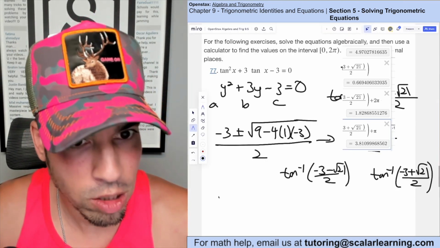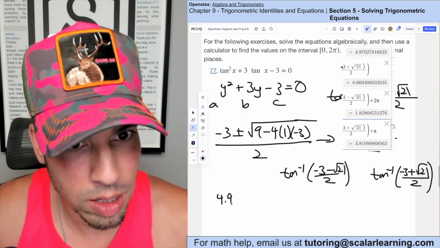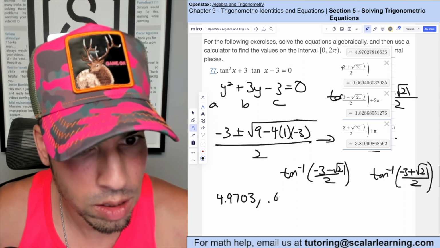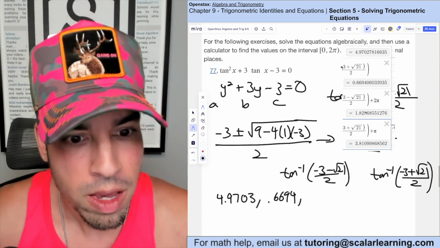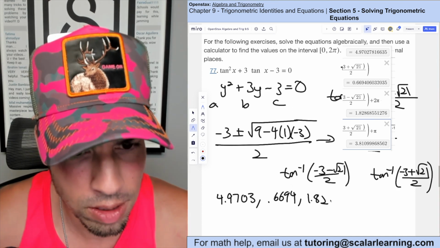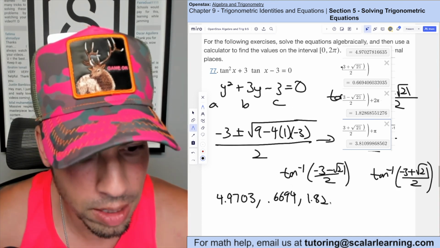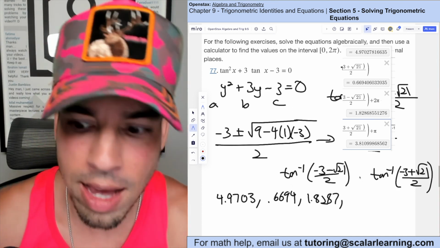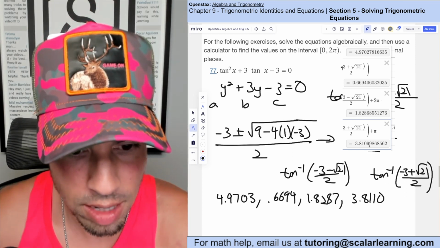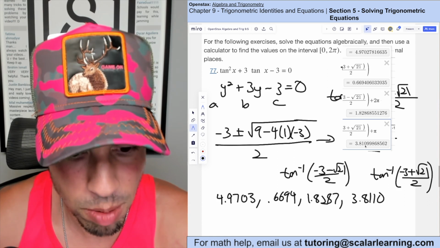Now let's round to 4 decimal places. The first one is 4.9703. The second one is 0.6694. The third one would be 1.8287. I believe, wait, 87. And then the last one is 3.8110, because that's going to round up to 0, and that's going to bump it up to 1.